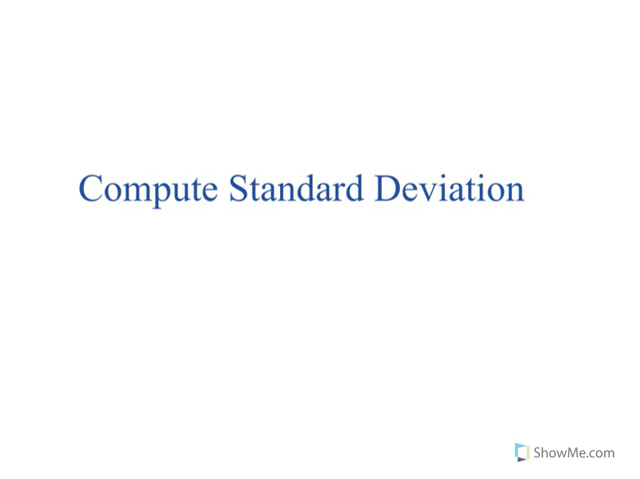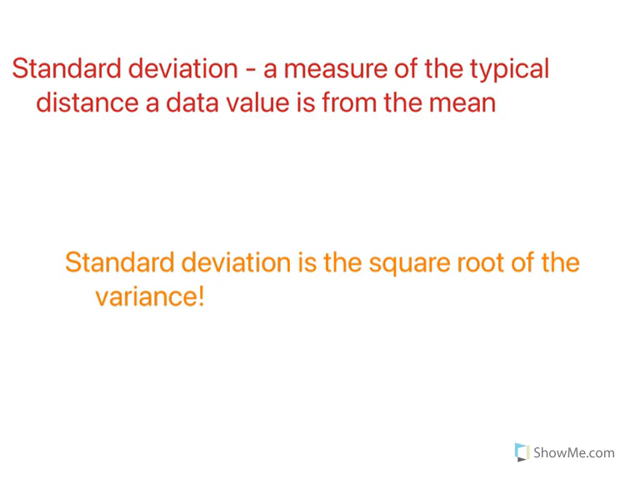Standard deviation is a measure of the typical distance a data value is from the mean. This is what we use a lot to talk about the spread of data. If something has a small standard deviation, then the data values are clustered. If it has a large standard deviation, then it's really spread out. And to find it, standard deviation is the square root of the variance.